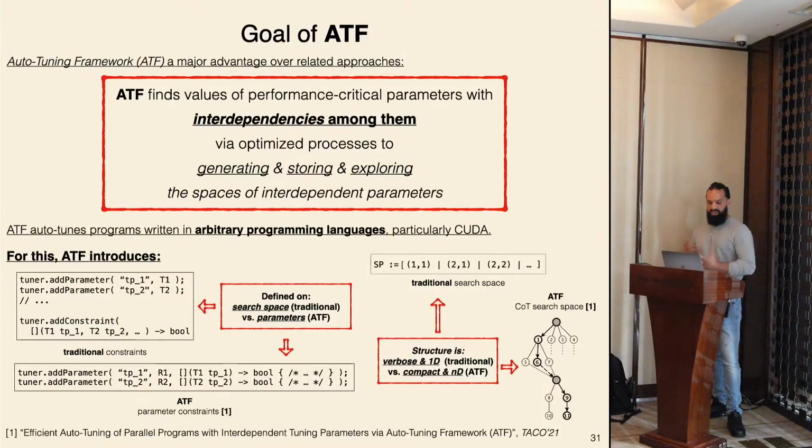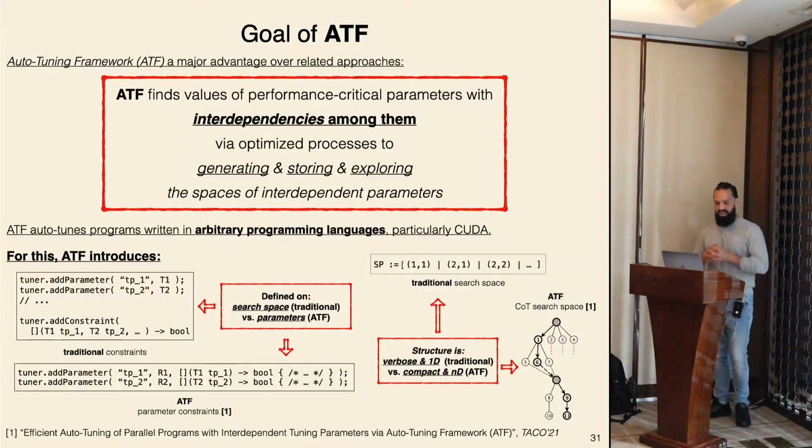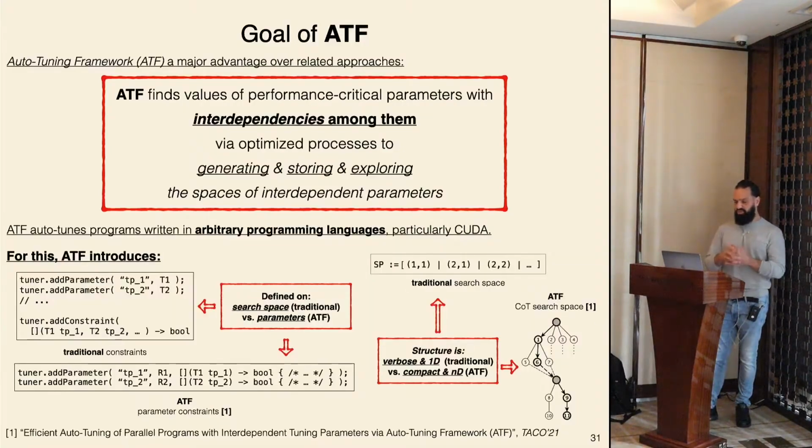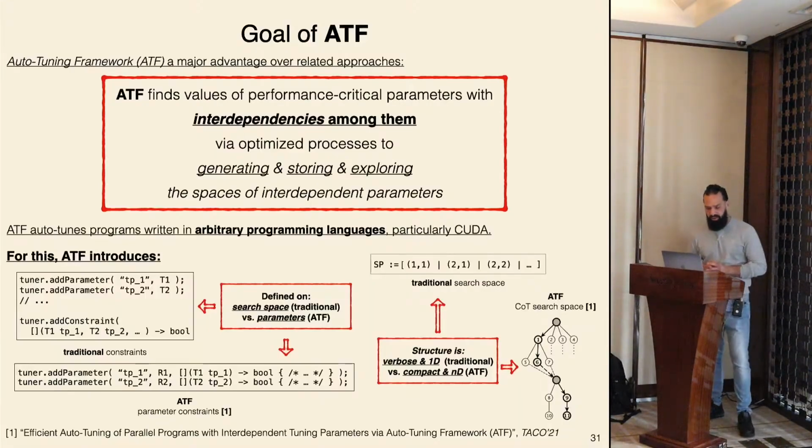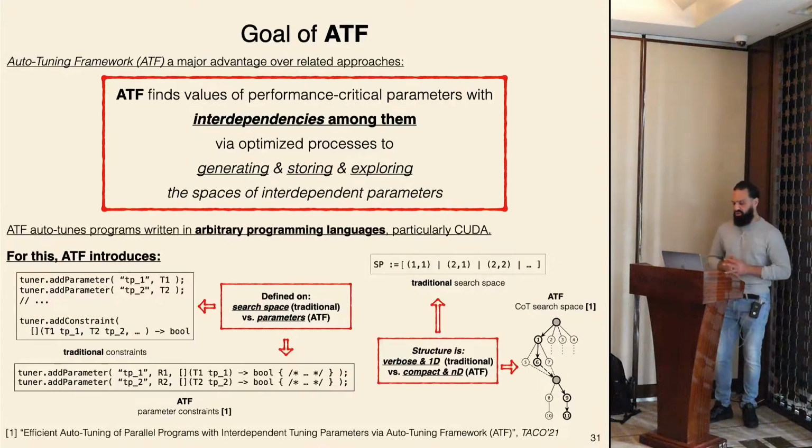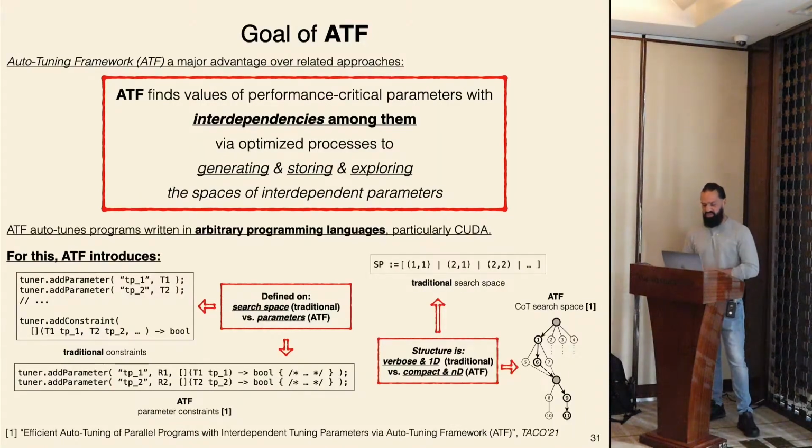And to efficiently handle these interdependencies among these kinds of constrained parameters, ATF introduces novel processes for generating, storing, and exploring the spaces of these kinds of parameters here. And that's actually based on two major contributions here. So ATF comes up with a new notion of constraints. So we define constraints on parameters rather than the search space. And we also introduce a new kind of search space representation that's particularly optimized for these kinds of constrained parameters here.